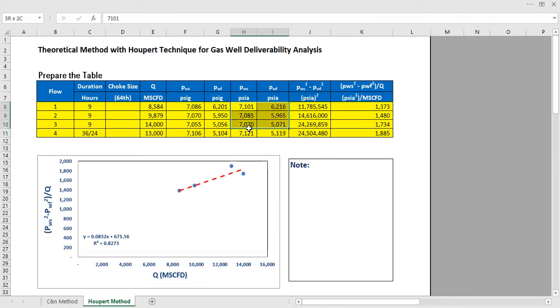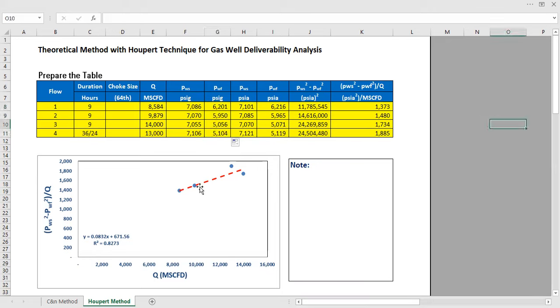By the way, I get the data in PSIA, absolute PSI, and for PSI gauge, you can easily calculate by subtracting this value with 14.7. Okay, so I get this one, and also for the flowing, minus 14.7. Okay, so that's super easy.